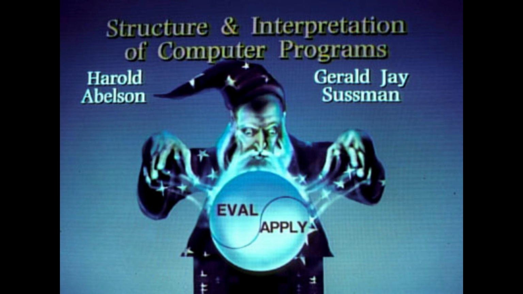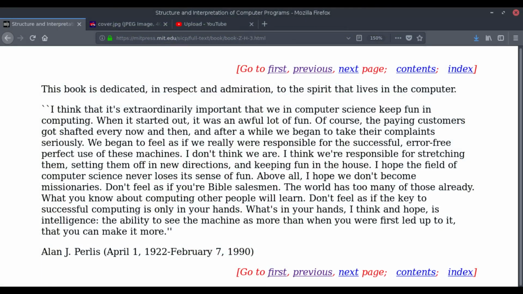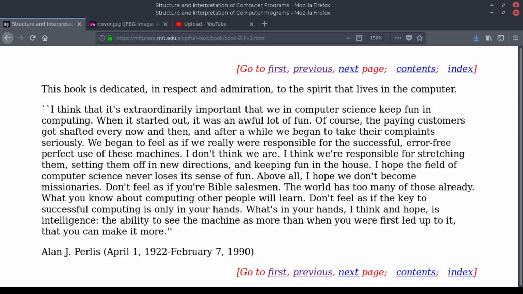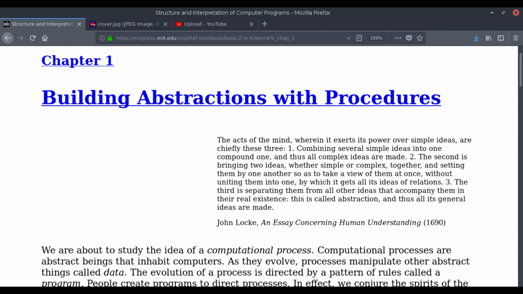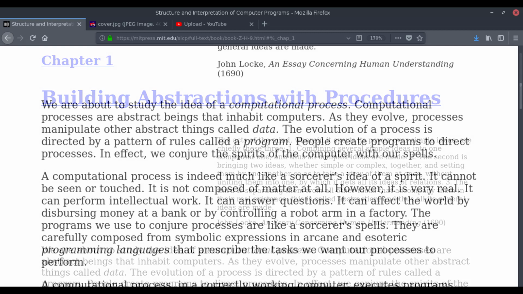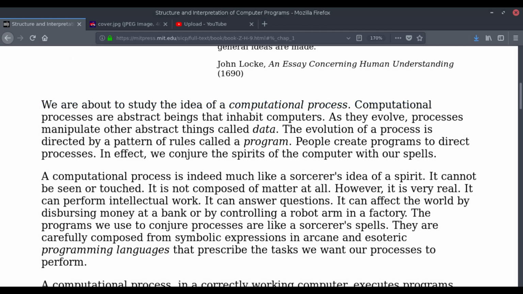The foreword, by Alan Perlis, makes us immediately aware that this may not be the ordinary textbook. This book is dedicated, in respect and admiration, to the spirit that lives in the computer. Reading from Chapter 1, Building Abstractions with Procedures. We are about to study the idea of a computational process.